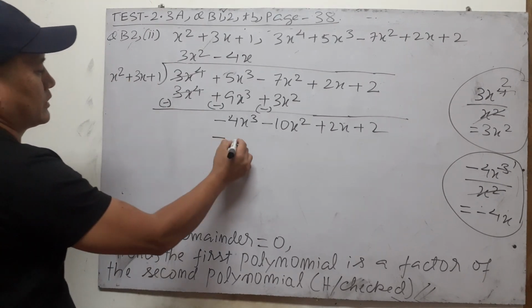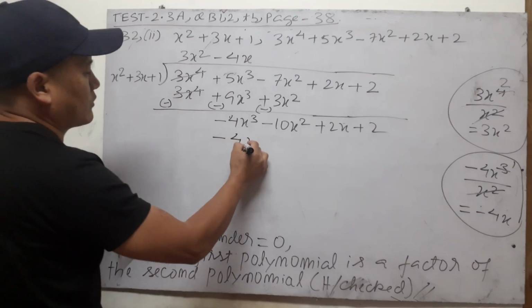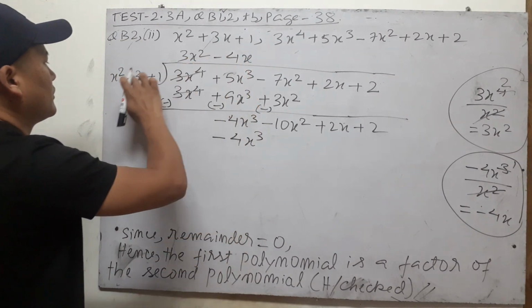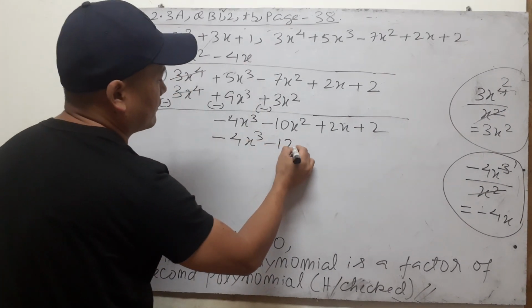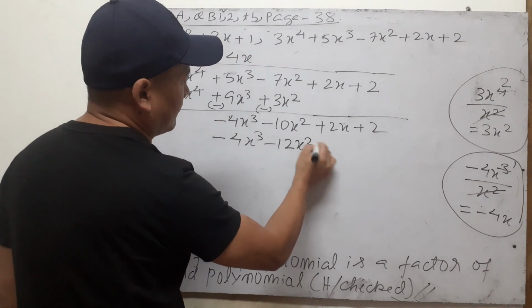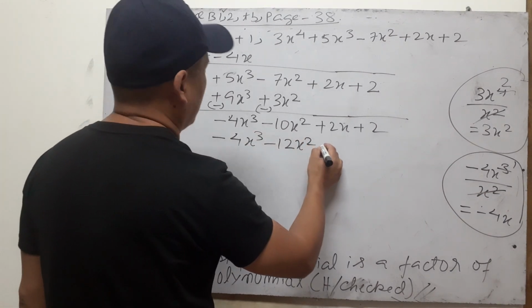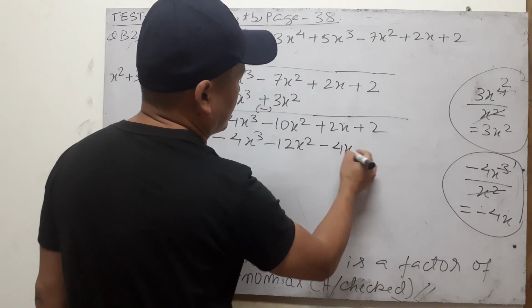4x into x squared is 4 ones are 4 first, multiply. X into x squared is x to the power 1, and here 2 means 1 plus 2, 3. Minus into plus is minus. 4 3s are 12. Then x into x is x squared, then minus into plus is minus, 4 ones are 4x.